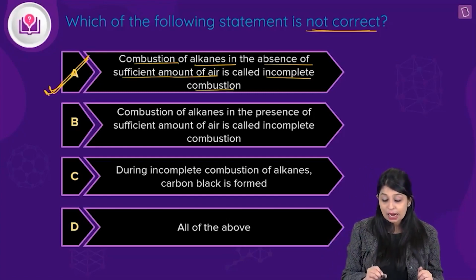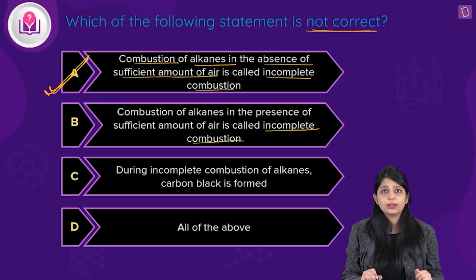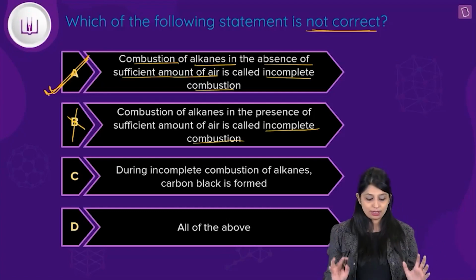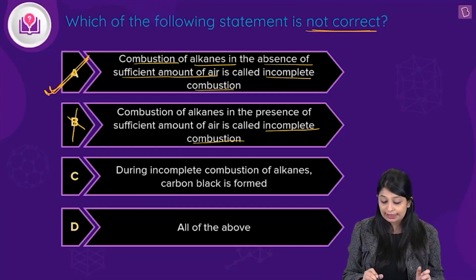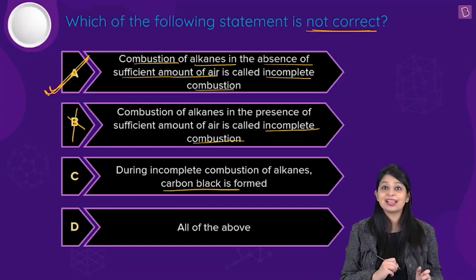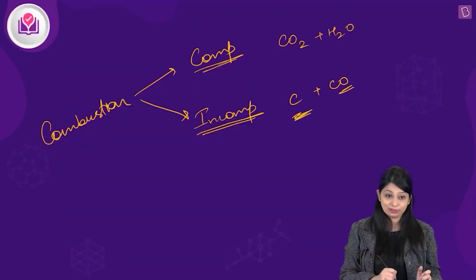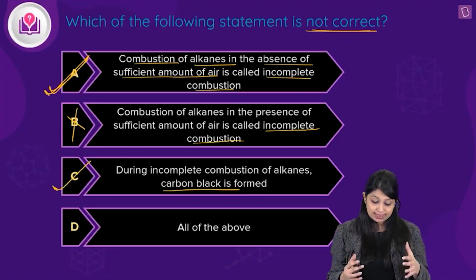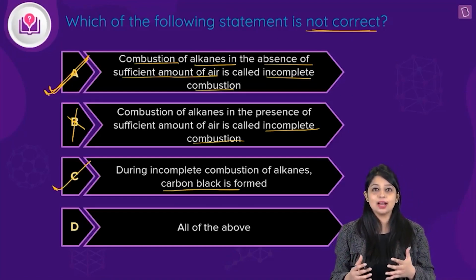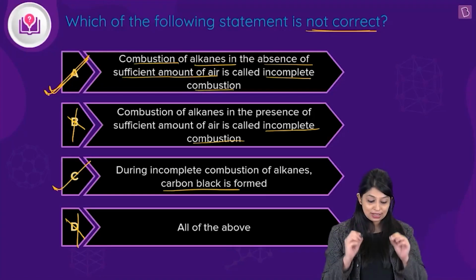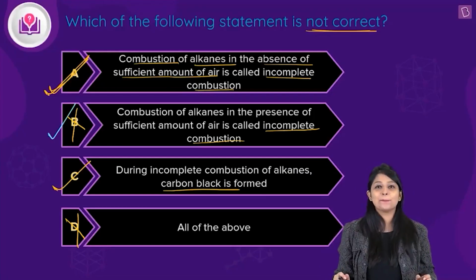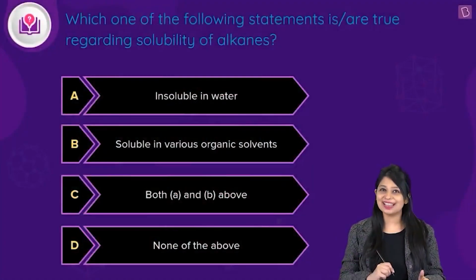Next statement: combustion of alkanes in the presence of sufficient amount of air is called incomplete combustion. Well, no, that is complete combustion, right? So option B is an absolutely wrong statement. Option C says during incomplete combustion of alkanes, carbon black is formed. Yes, that is one of the products, so this is the correct statement. Option D says all of the above, that is, all of the above statements are not correct. That is absolutely wrong. So now we know the statement which is not correct is option B, and that is the correct option.